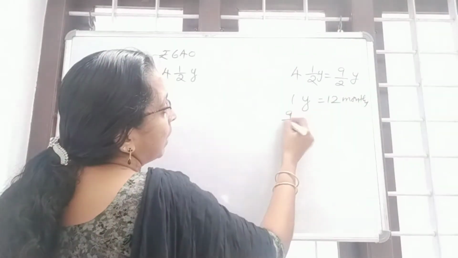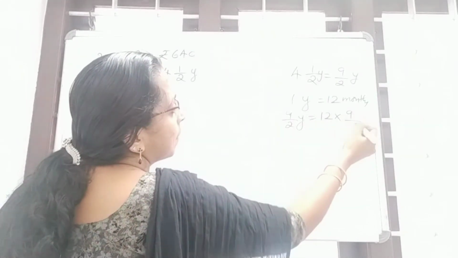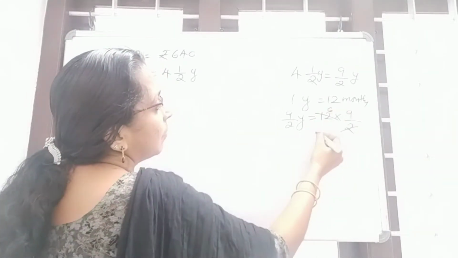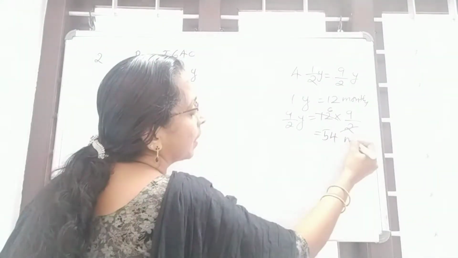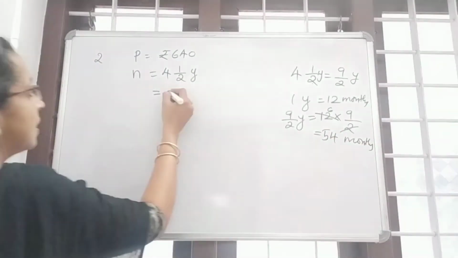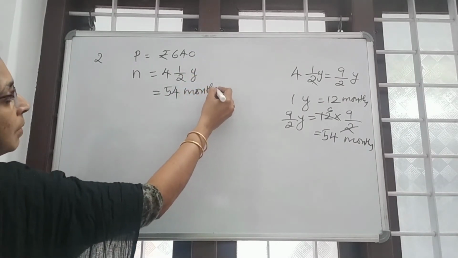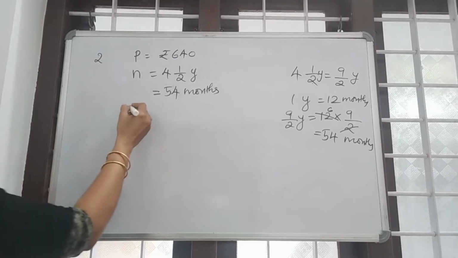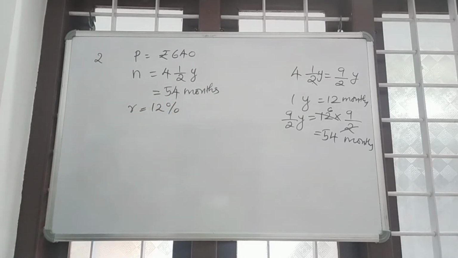So 9 by 2 years is equal to 12 into this 9 by 2. So cancel. It will be 9 into 6, 54 months. So instead of years, we can write it as 54 months. Also given R is equal to 12%. We want to find the maturity value.